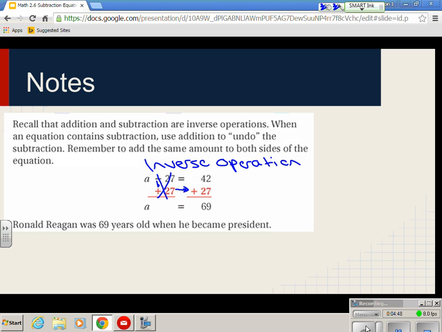So from here, then you add 42 and 27 together, and what do you get? 69. So how old was Ronald Reagan when he became president? He was 69 years old. Now, he was president for 2 terms, which means he was president for 8 years. So how old was he when he resigned his position?